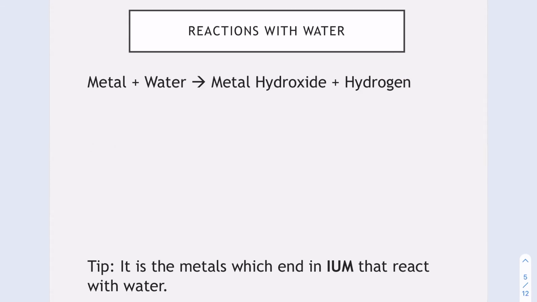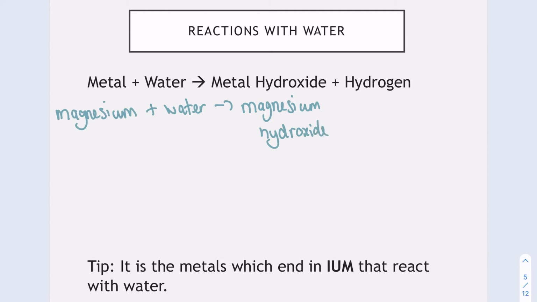So if we take the general equation, metal plus water gives us metal hydroxide and hydrogen, we can do a chemical equation, and then from that we can do a balanced equation. So let's start with, say, magnesium. So you've got magnesium plus your water gives you magnesium hydroxide and hydrogen as well.